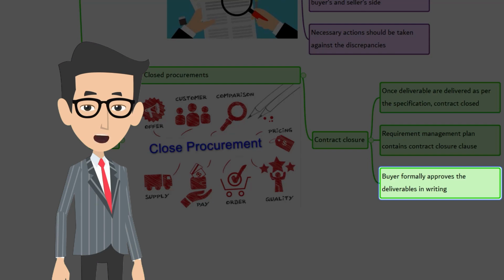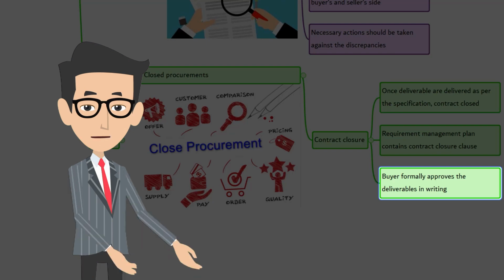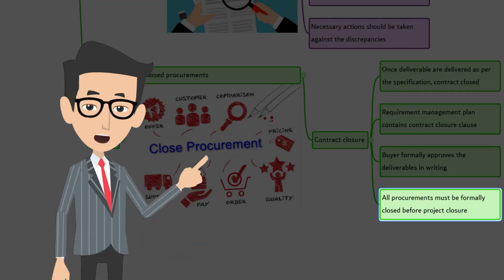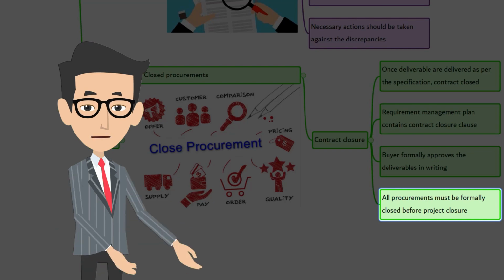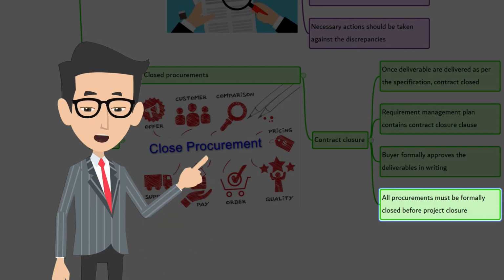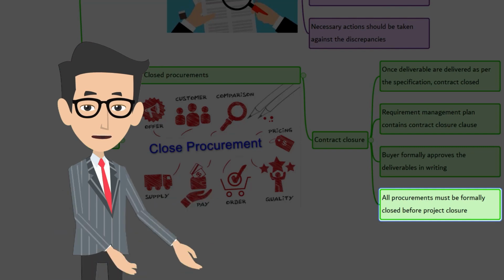Procurements are closed when a contract is completed. There may be some obligations, such as warranties, that will continue after the procurement is closed. All the procurements must be closed out whether they are stopped, terminated, or completed. All the procurements must be closed as a part of monitoring and controlling before final project closure.